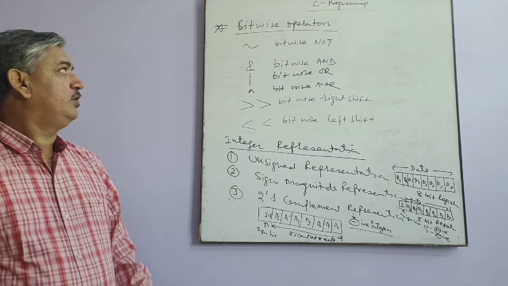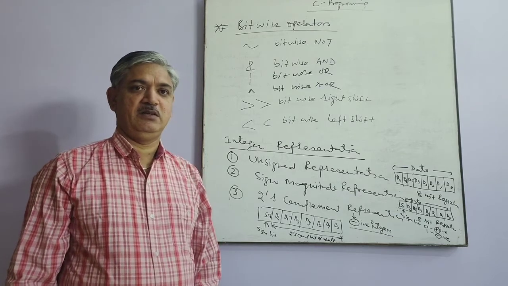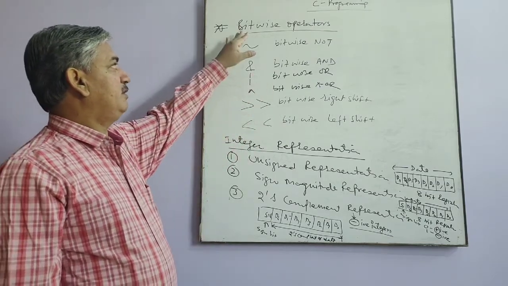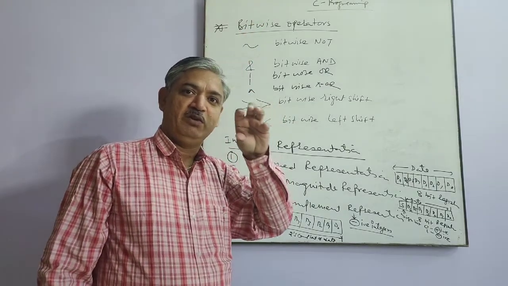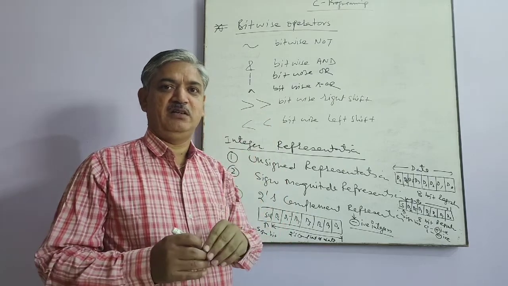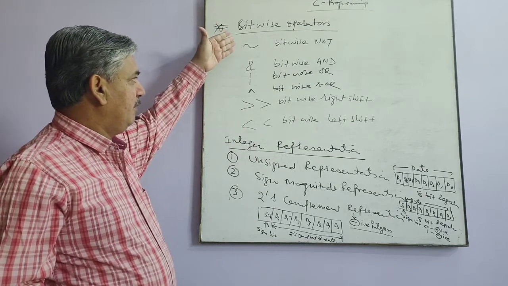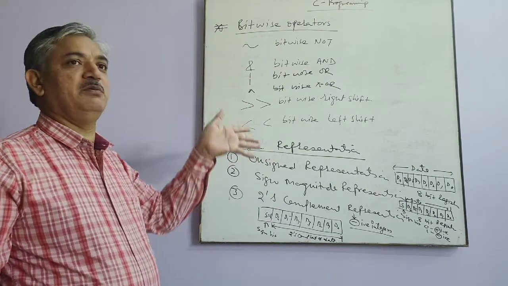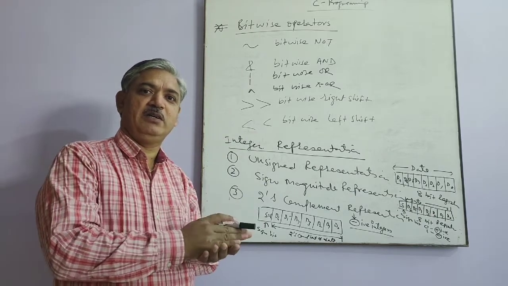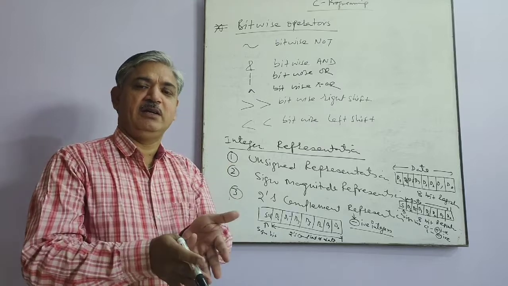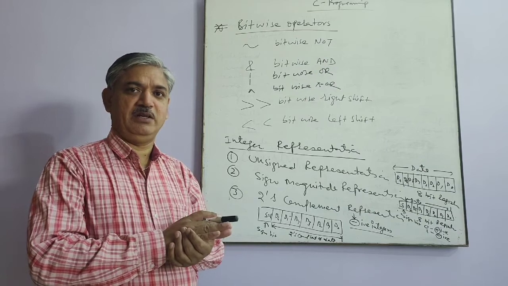Hello friends, today our topic is bitwise operators in C. As the name indicates, bitwise operators work on individual bits of the data. It means before applying these bitwise operators, first we have to convert data in the form of bits and then apply the operation. Clear?